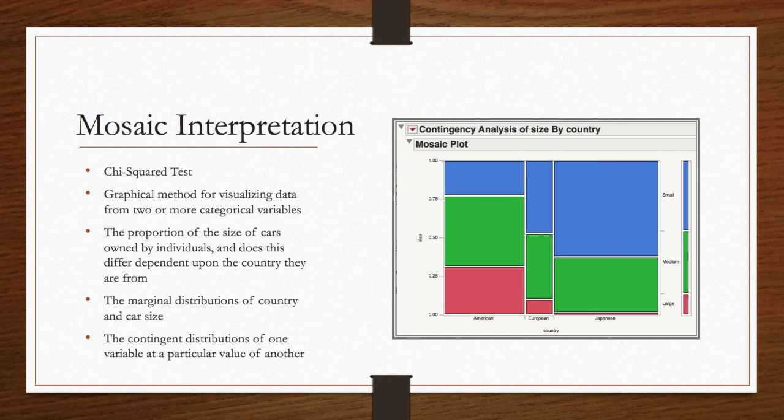A few results become visually evident when observing this plot. For example, in Japan, there are very few individuals that own large cars, while the majority own small cars. The mosaic plot allows the user to visually estimate that in America, each of the sizes of vehicles is split rather evenly, meaning approximately a third of the sampled people own a large car, a third own a medium car, and a third own a small car.